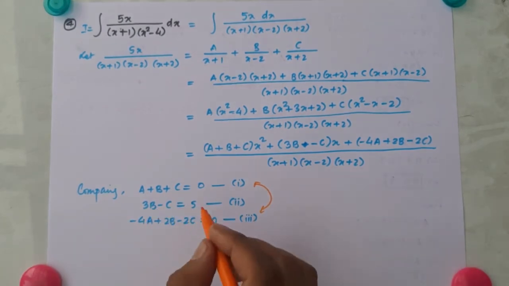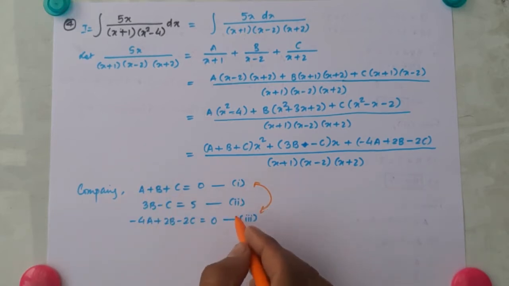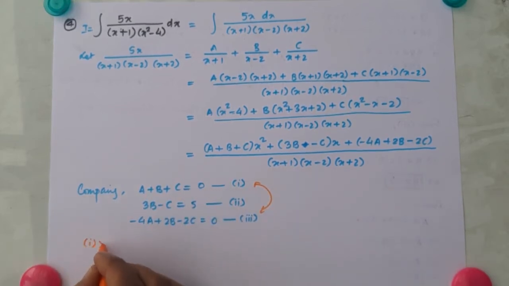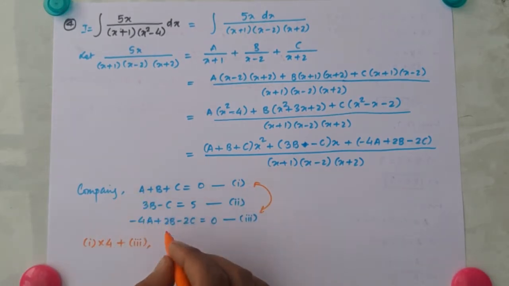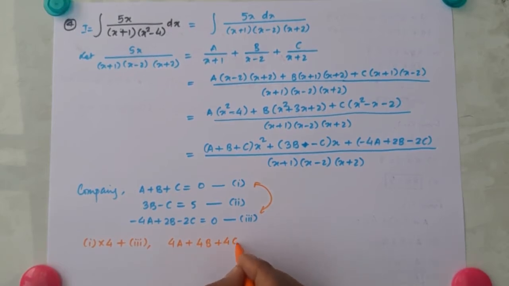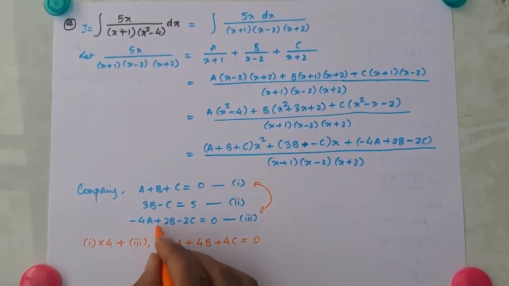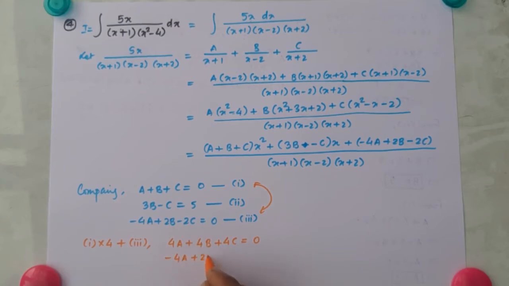Okay, so in order to remove one variable from 2 and 3, let's multiply 1 by 4 and add it with equation number 3. So if I do that, you get 4a plus 4b plus 4c is equal to 0, and you have 3 as 4a plus 2b minus 2c is equal to 0. So add it. Whenever you are adding, you need not change the sign. So these two get vanished, so you get 6b plus 2c equals 0.